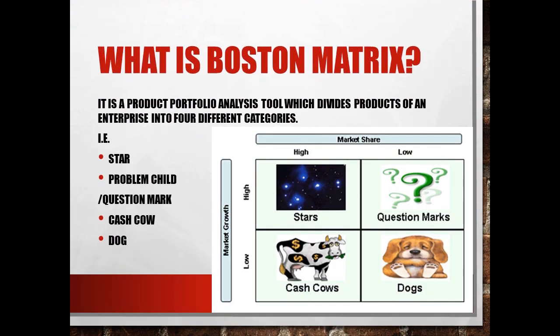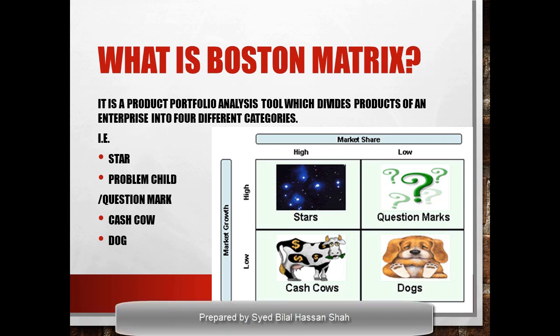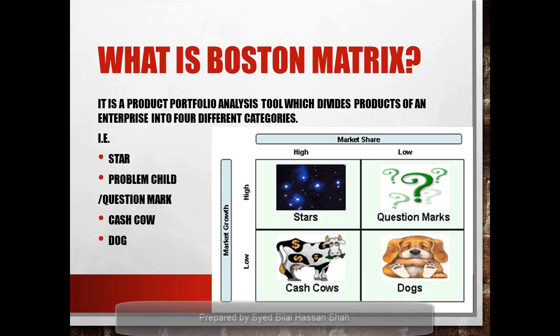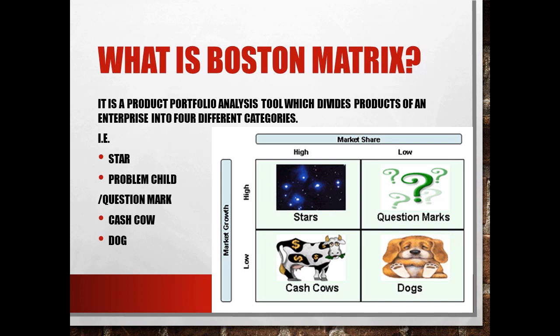Before we start Boston Matrix, we need to understand a concept which is product portfolio. Product portfolio is the range of goods or services that are being provided by a business in a market. Or simply speaking, all the goods and services that are being produced or rendered by a business are referred to as product portfolio.